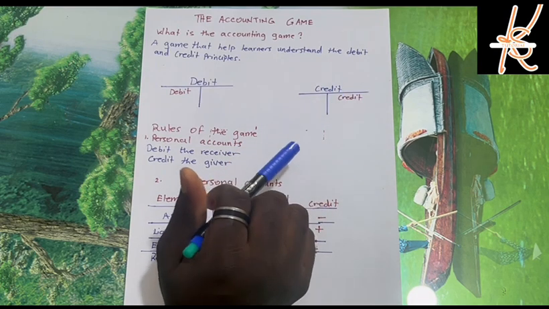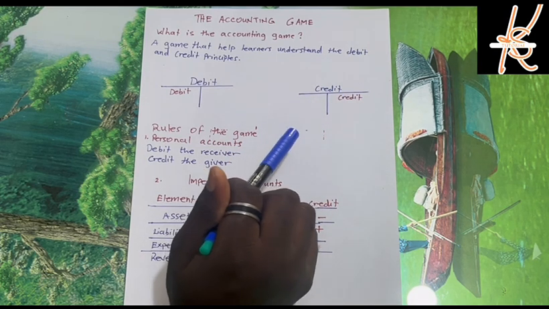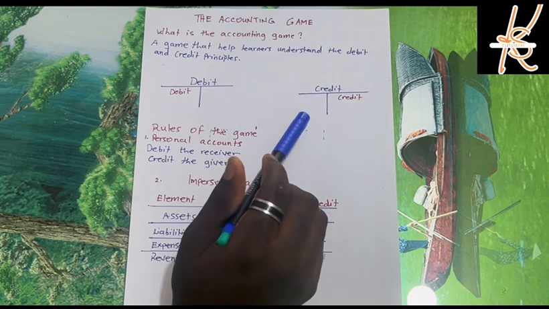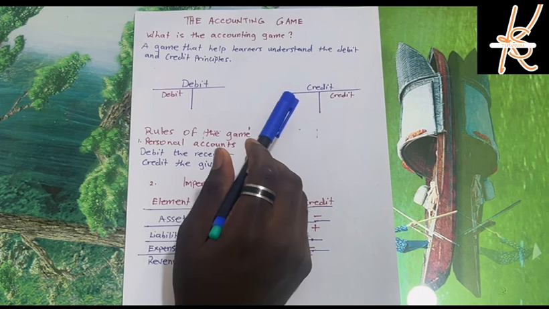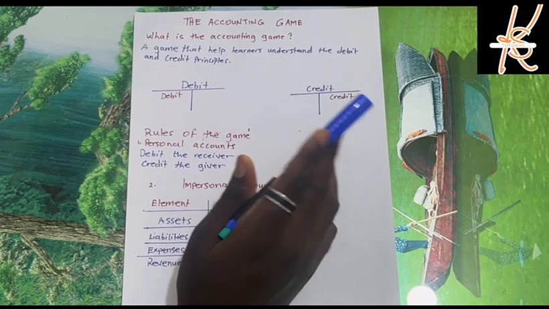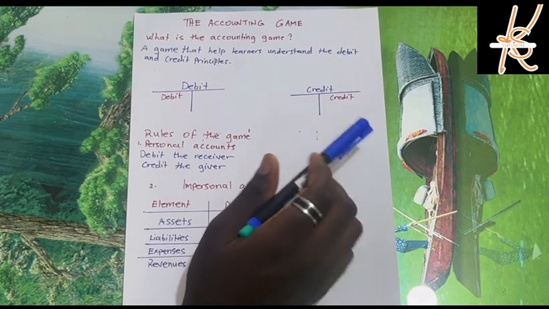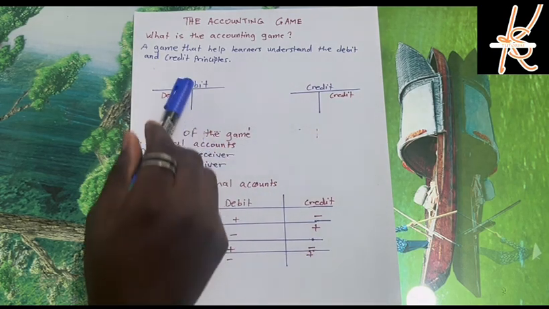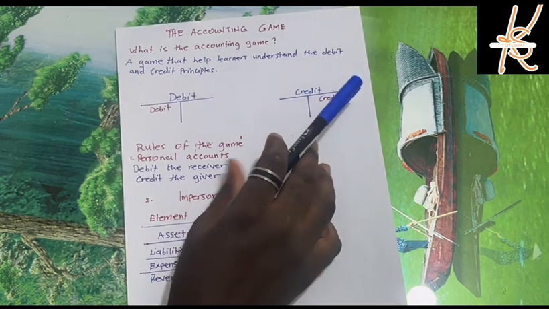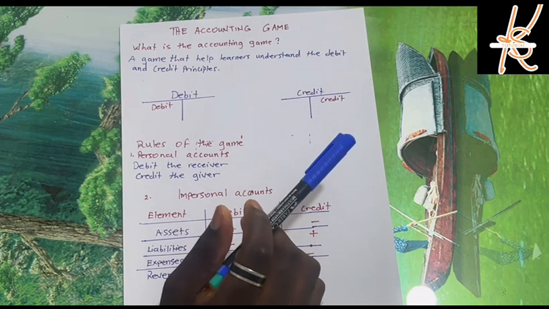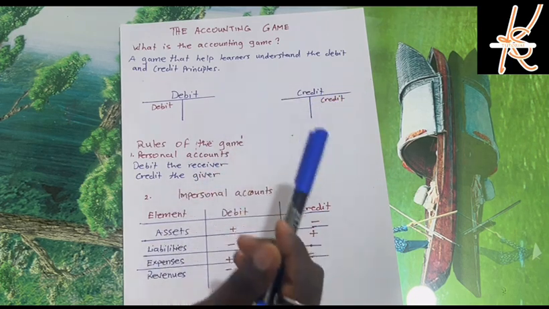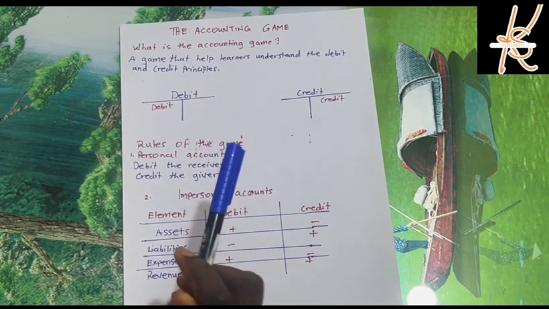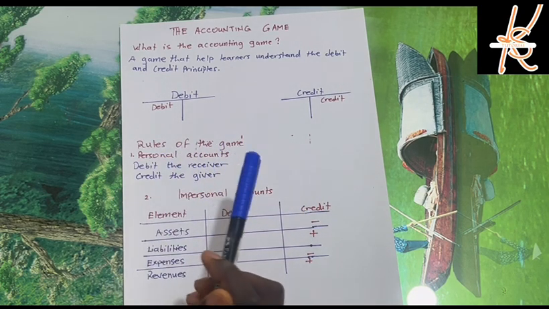Let's say you bought goods worth 5,000. It is a transaction. You bought the goods with cash, so purchases and then the cash. Meaning one account is going to be debited and one account is going to be credited. That is what we are talking about, and that is what we term as the accounting game. Okay, so what is debit and then what is credit?